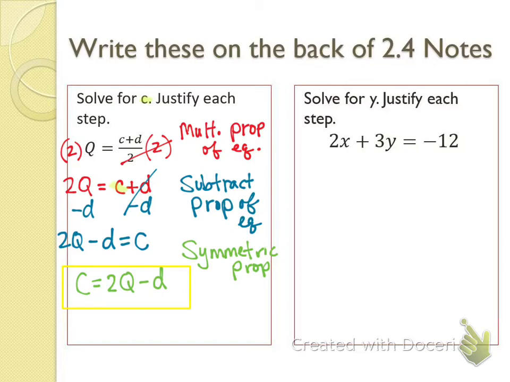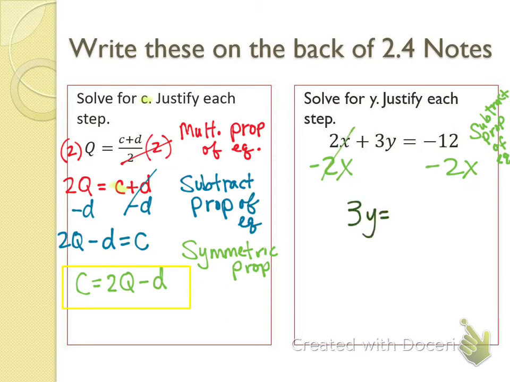All right, the second problem, we want to solve for y. What do we want to do first to solve for y? Subtract 2x. Hopefully you have more room in your paper. This is the subtraction property of equality. Can I subtract a letter from a number? I cannot. So I'm just going to write them next to each other.